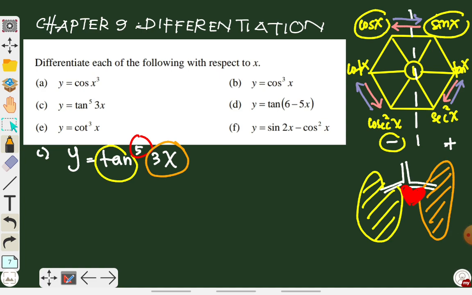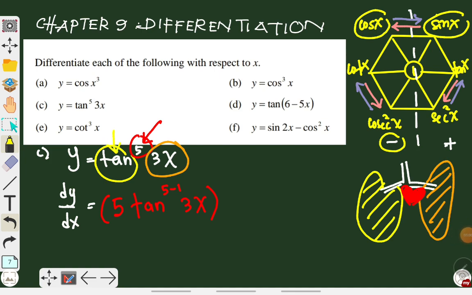We need to differentiate, so we have to reduce the power. Reduce the power 5 by using the power rule. So you will have 5, and copy back the tangent, and reduce the power of 5, so 5 minus 1 equals 4. And the orange color we copy back. So this is the derivative for the power rule.